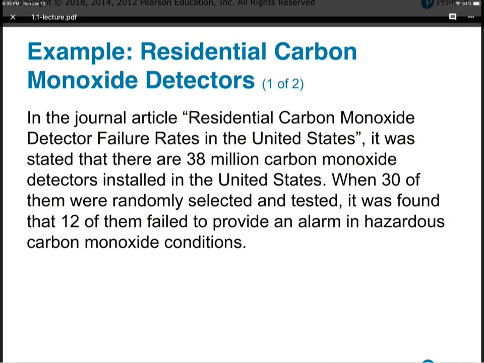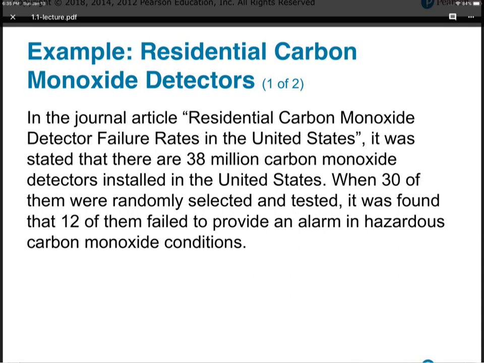So here's an example. Residential carbon monoxide detectors. You don't need to write all this down. Just get the idea here. This will be on YouTube. In the journal article, Residential Carbon Monoxide Detector Failure Rates, by the way, most of the data, I think it's like 92%, is real. It's part of why I like this book that we're using. It's real data. It's not just made up stuff.